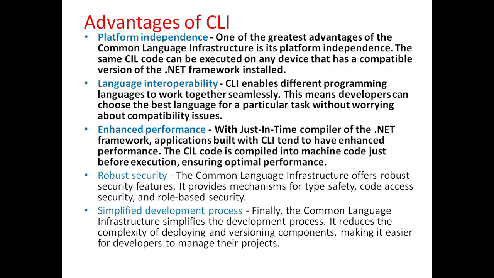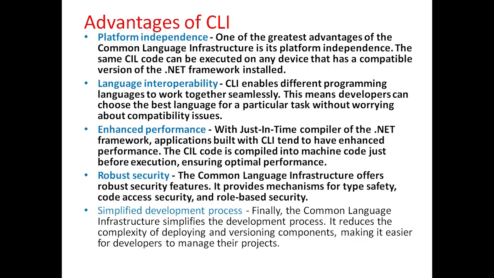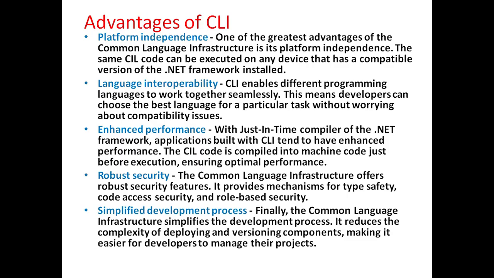Then enhanced performance. With the just-in-time compiler of the .NET framework, applications built with CLI have enhanced performance. The CIL code is compiled to machine code just before execution, which ensures optimal performance. Then robust security. The common language infrastructure offers robust security features, which provide mechanisms for type safety, code access security and role-based security, and simplified development process.